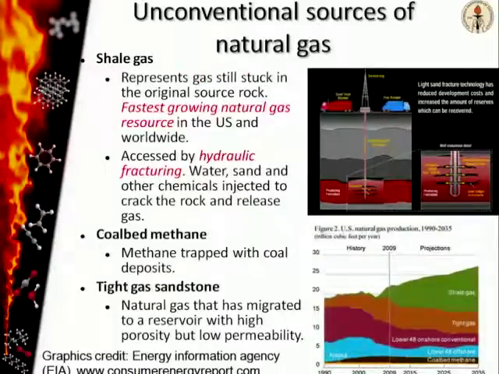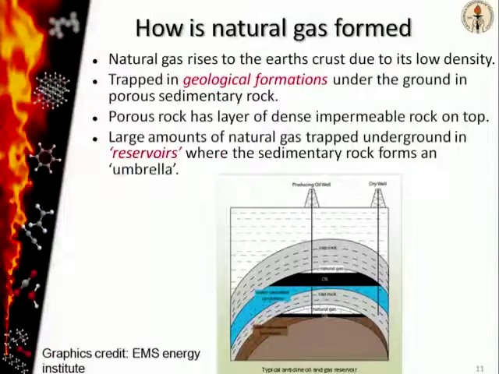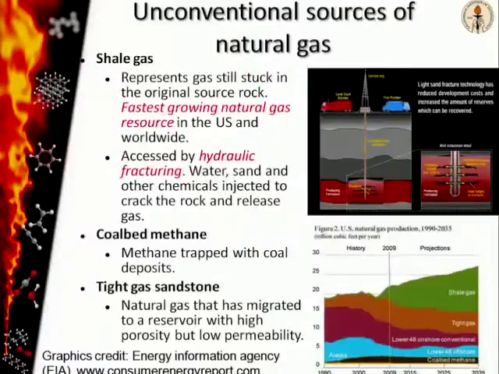So apart from the conventional reservoirs of natural gas which are formed as shown in this figure here, you also have unconventional sources of natural gas such as shale gas, which is actually the fastest growing natural gas resource in the United States and worldwide. It's essentially the same natural gas, but in this case it is still stuck in the original source rock instead of coming out and being collected in these reservoirs.